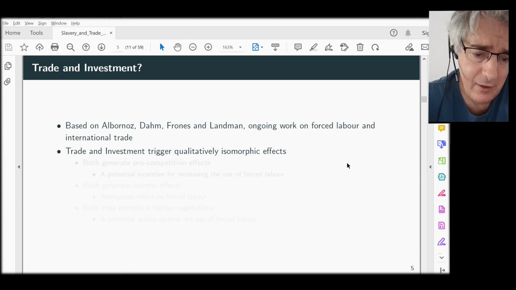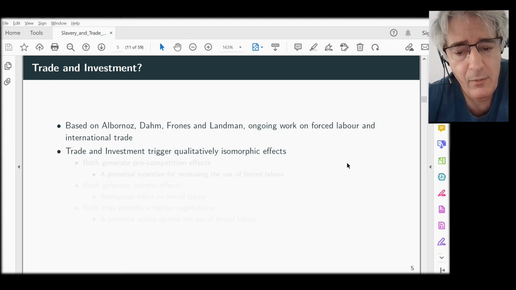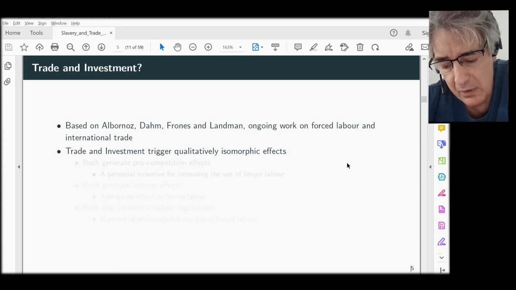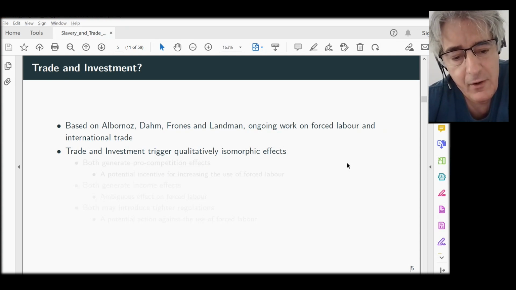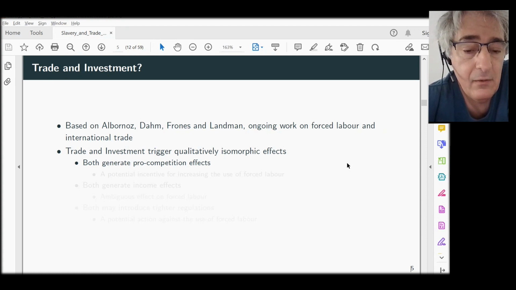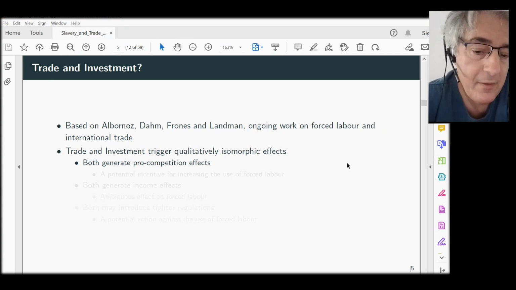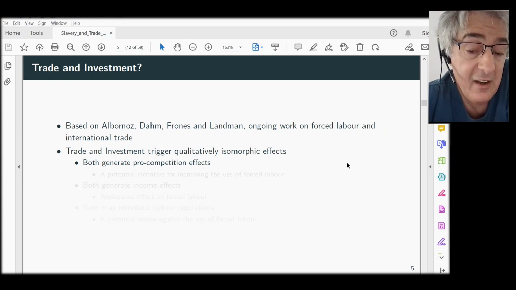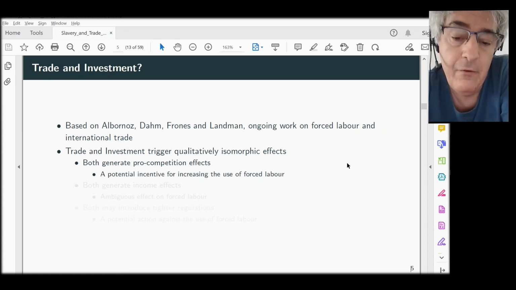I'm going to make the assumption that trade and investment trigger qualitatively isomorphic effects. Because in a way, you think about these two ways to engage in globalization from the perspective of a country. These two forces trigger similar pro-competition effects. So engaging in trade, receiving investment generates more competition. Competition, depending on the type of good and the source of market power, this could in a way generate more incentive to increase the use of forced labor.